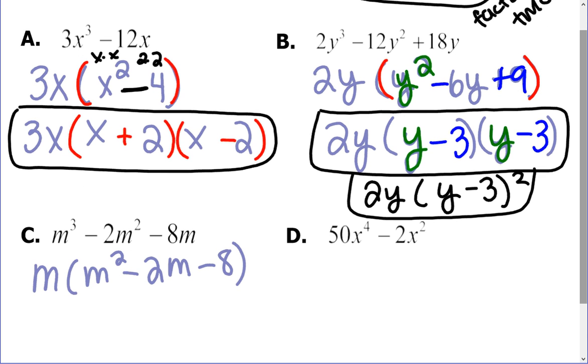And then you need to check what's left in the parentheses and see if you can factor that. Okay, the other key thing, just make sure you write your GCF on the outside. Don't forget to do that. So let's see.